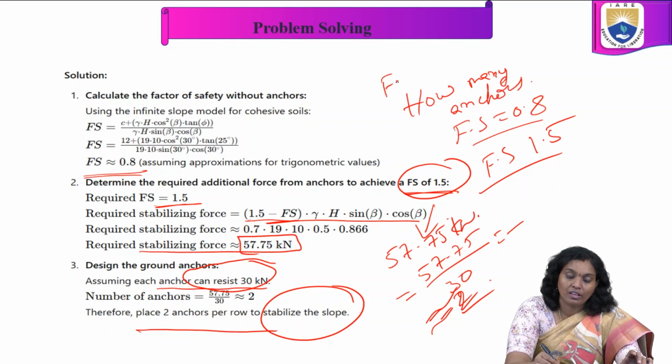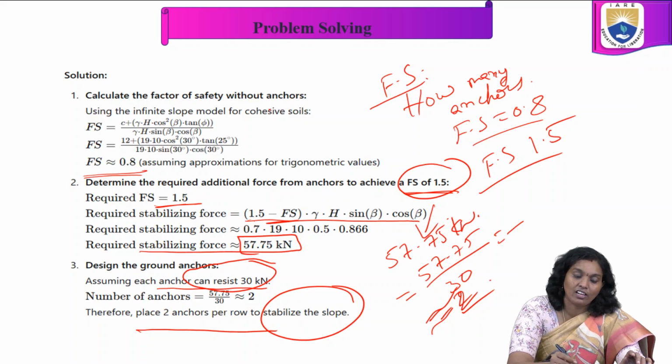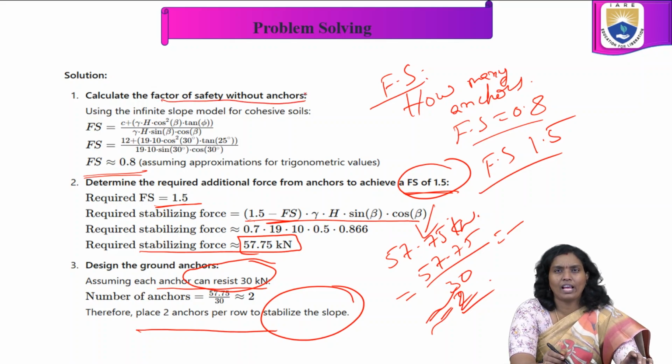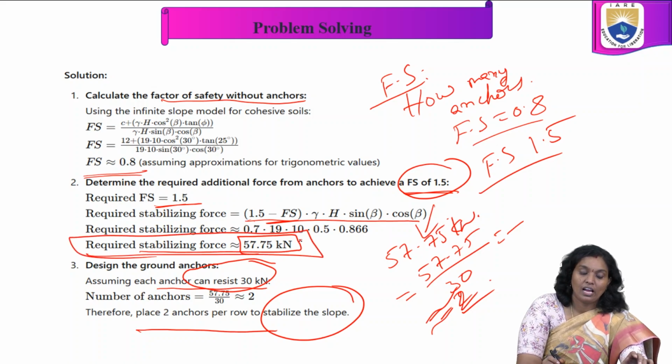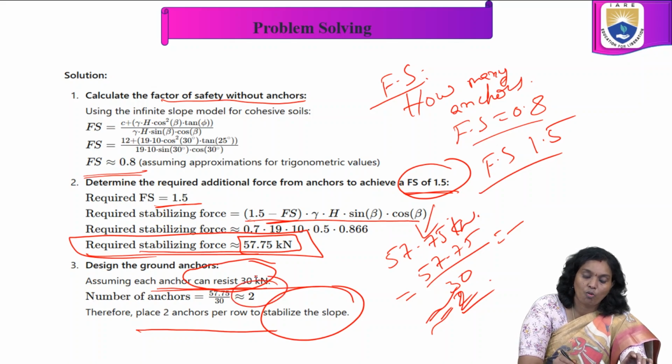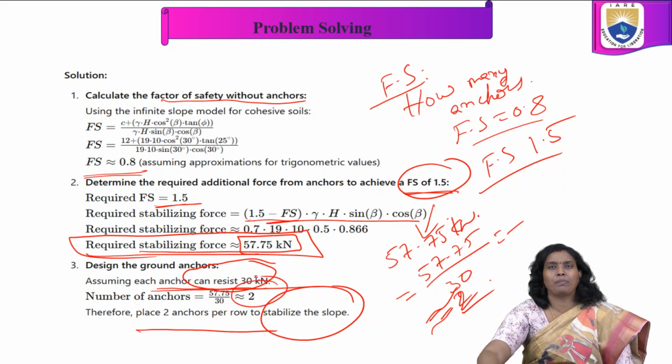Based on the factor of safety, first we calculate the factor of safety without anchors and determine the required stabilization force, and how much each anchor can resist depends upon how many anchors are going to be placed.